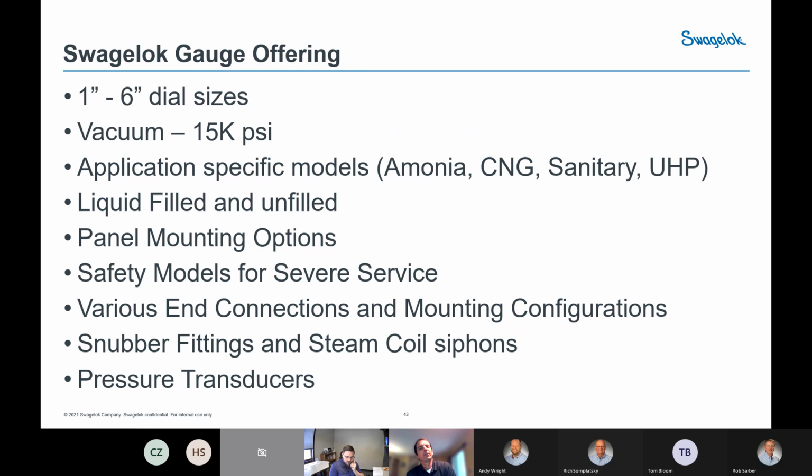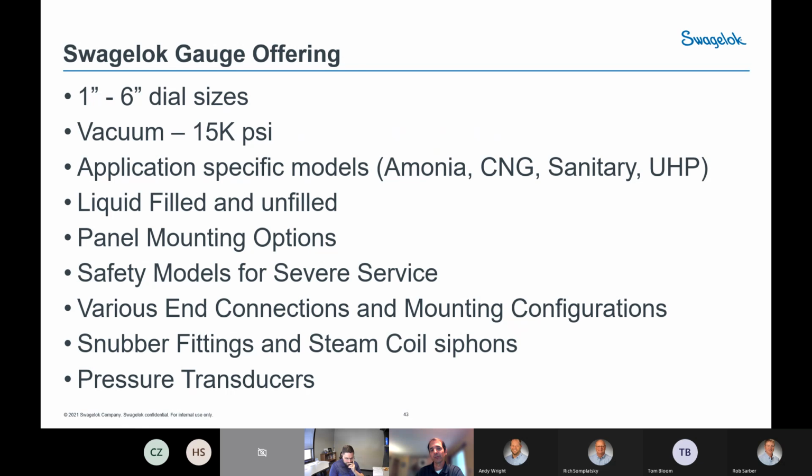So a brief rundown on the Swagelok gauge offering, just to make you aware, if you didn't know that Swagelok does offer gauges. This is just to give you a real quick one slide overview here. We have dial sizes from 1 to 6 inches. We cover pressure ranges anywhere from vacuum to 15,000 PSI.